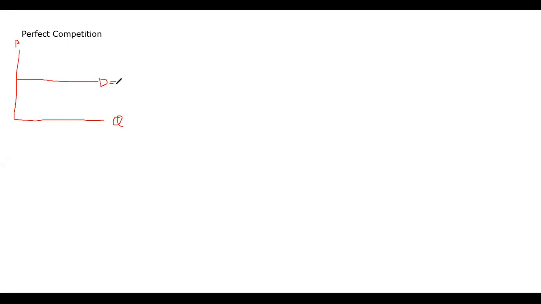This is also your AR. Yeah, this is the AR. This is also the MR. Obviously it's the marginal revenue as well. And then you have your MC curve cutting.